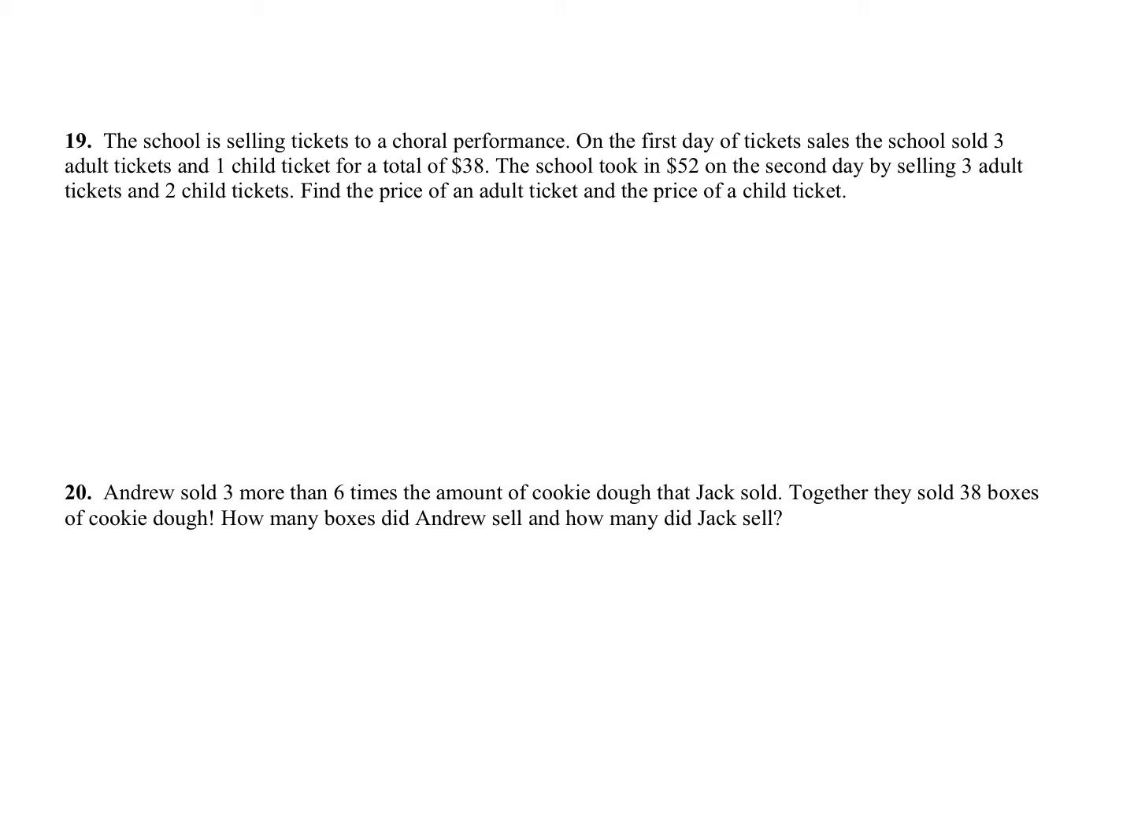So number 19 here says the school is selling tickets to a choral performance or maybe to a homecoming dance. On the first day of ticket sales, the school sold 3 adult tickets and 1 child ticket for a total of $38. The school took in $52 on the second day by selling 3 adult tickets and 2 child tickets. Find the price of an adult and the price of a child.